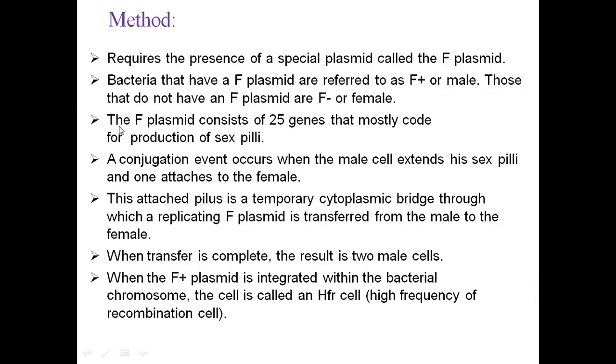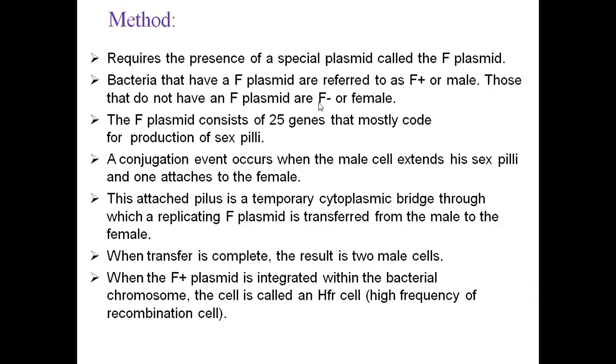Is that understood? The F plasmid is actually responsible for 25 genes. This is very important: they mostly code for the production of sex pili. So if the F plasmid is not present, there is no question of conjugation. If conjugation needs to take place between two bacterial cells, then one cell should have the F plasmid, because the F plasmid contains 25 genes that mostly code for the production of sex pili, and without sex pili you cannot succeed in the bacterial conjugation system.